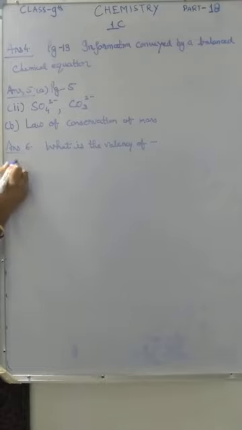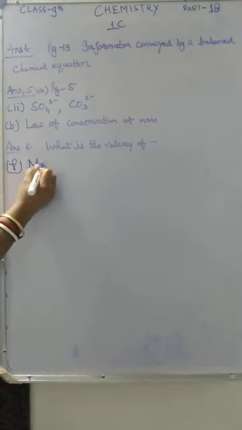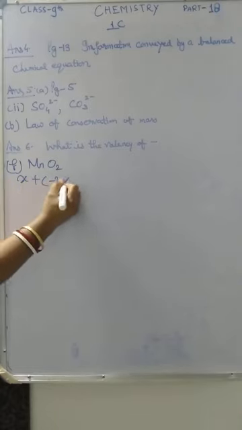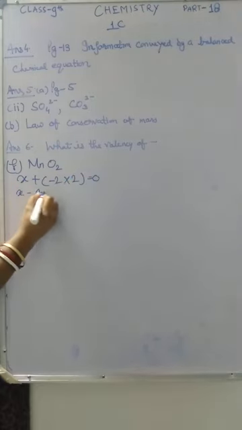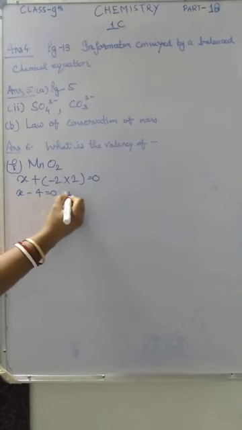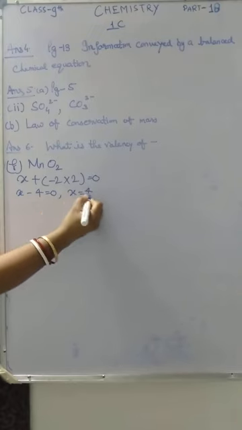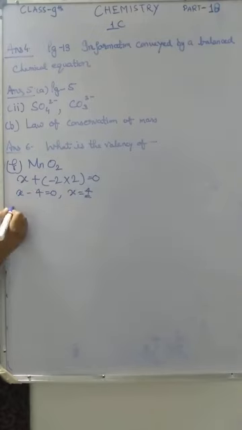So your first one is the manganese valency, you have to find out in MnO2. Suppose it is x plus minus 2 into 2 is equal to 0. x minus 4 is equal to 0. So x is equal to 4. Valency is 4. Okay.